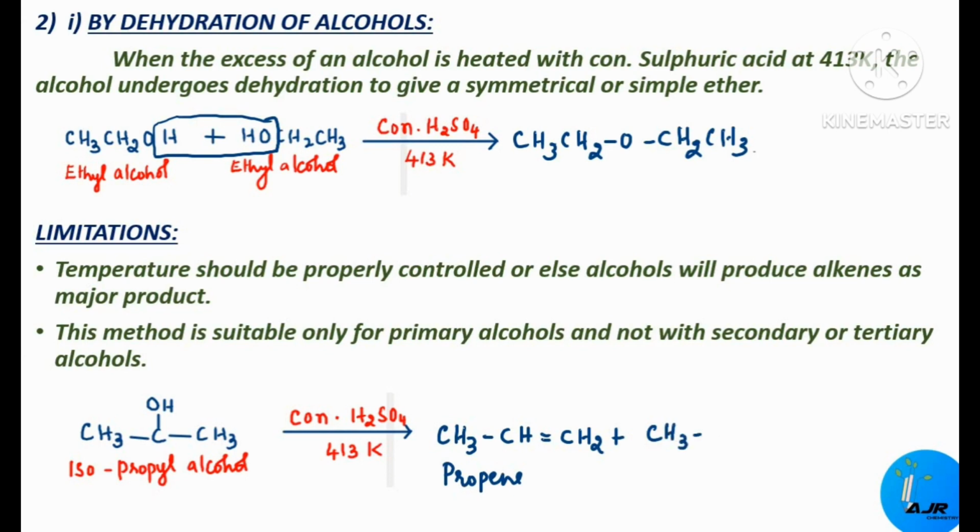So (CH3)2CH-O-CH(CH3)2. This is diisopropyl ether. This is an isopropyl group, and this is also another isopropyl group. So diisopropyl ether will be a minor product, whereas this alkene will be a major product. So only primary alcohol is used to produce a proper ether by the dehydration of alcohol method.